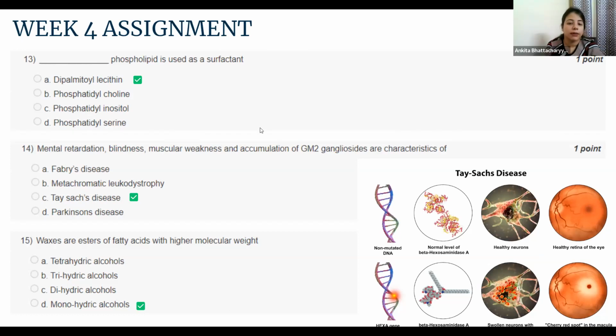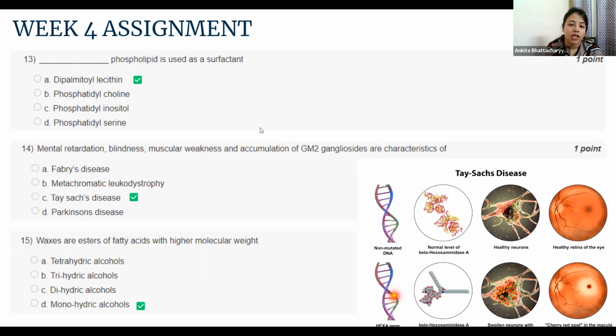Coming back to the next question, we were asked which phospholipid is actually used as a surfactant. This was also mentioned under the function of phospholipids. So dipalmitoyl lecithin is the answer to this. There's not much to explain about it, but it's a phospholipid that is commonly used as a surfactant.